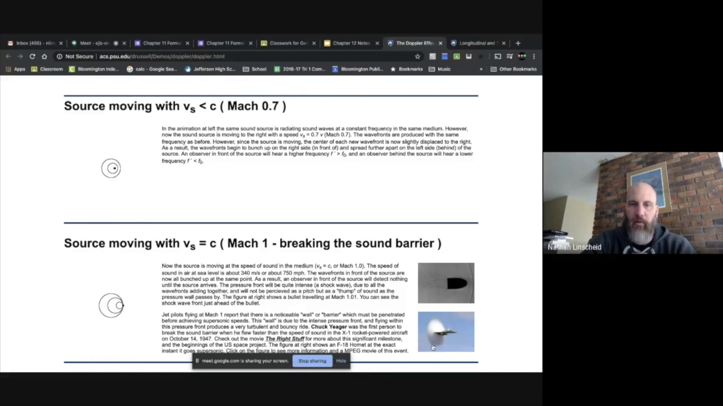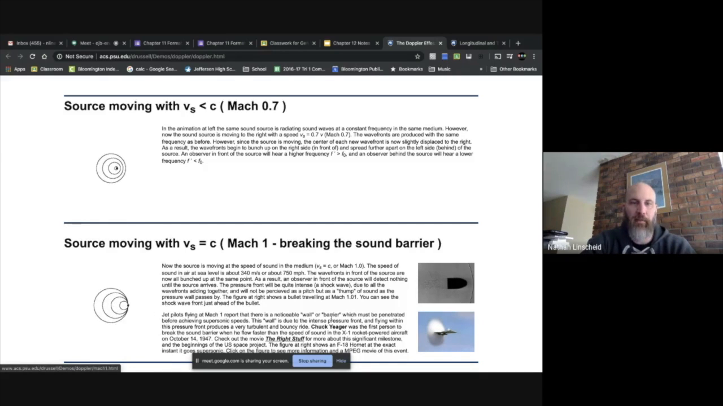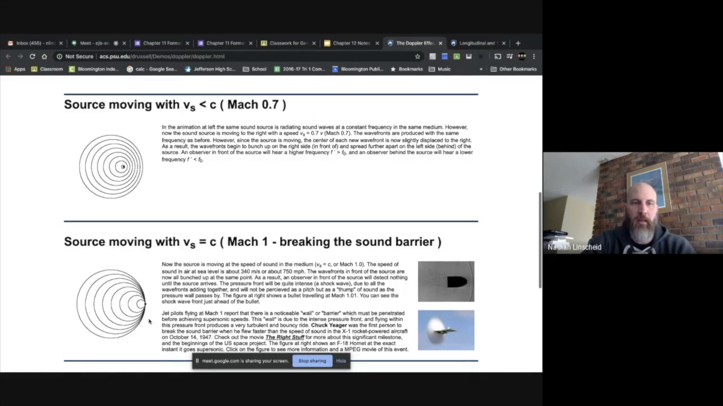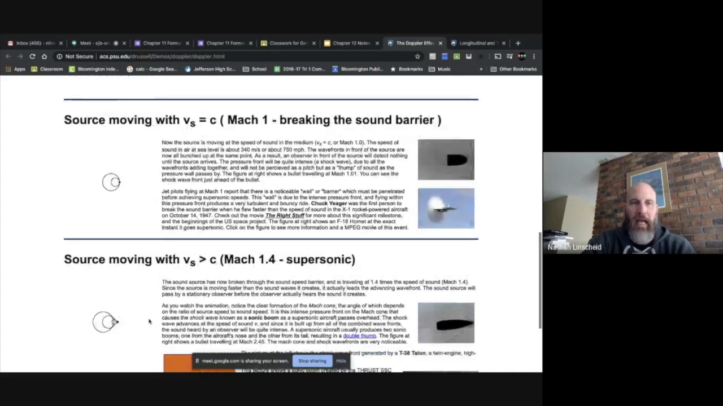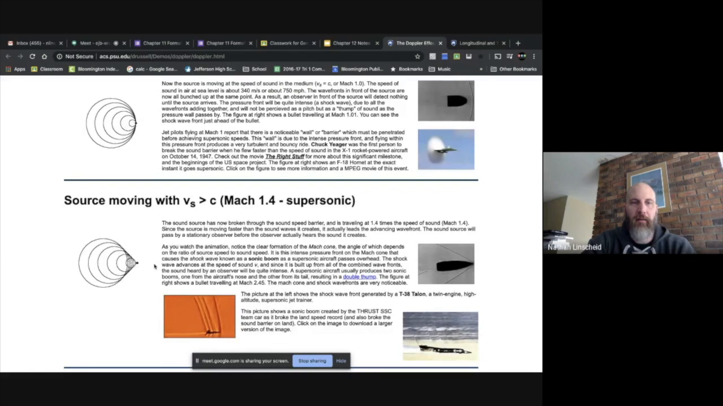This picture right over here of a fighter jet breaking the sound barrier is a real picture. That is a whole bunch of wave fronts of air all being in one place. That is that plane breaking the sound barrier. Now, what happens if it goes faster? Supersonic. Again, you get the same effect.